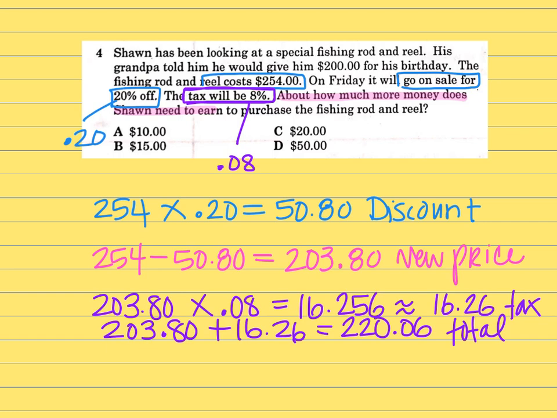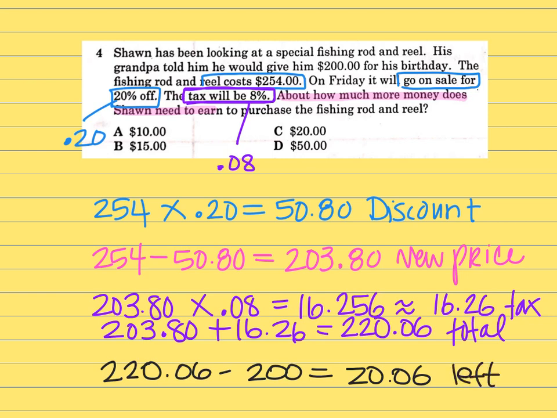Well, he doesn't have to pay for everything because his grandpa is about to give him some money. So I'm going to take the cost, $220.06, subtract off what his grandpa is going to give him, and now he needs $20.06 that he still needs. It says about how much more, so $20.06 is the closest to answer choice C of just $20.